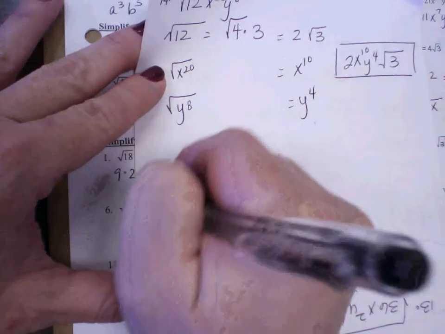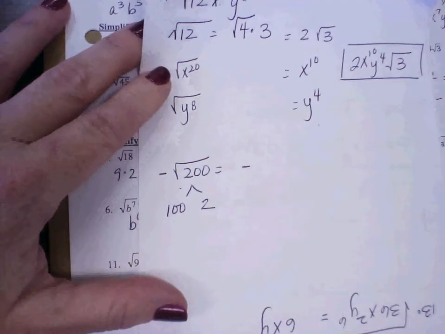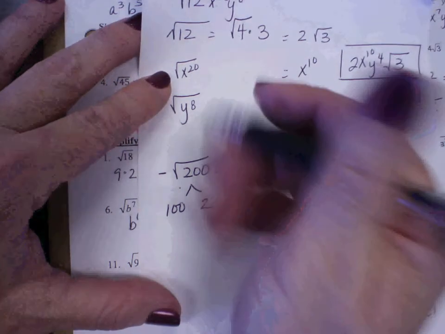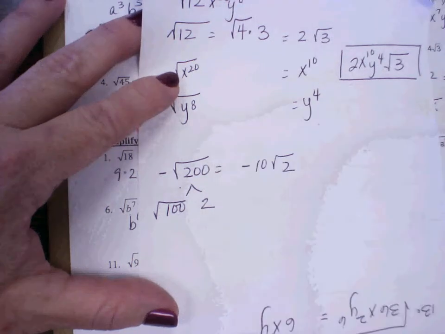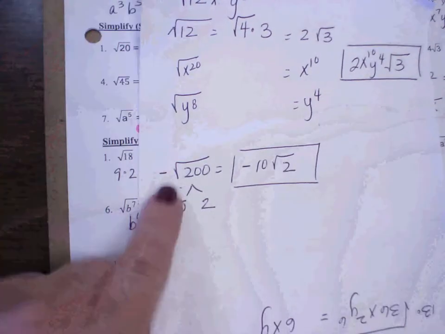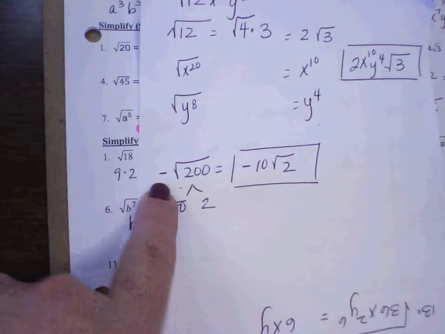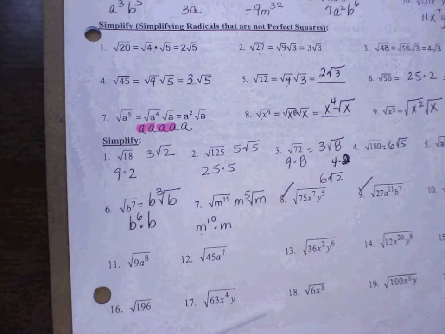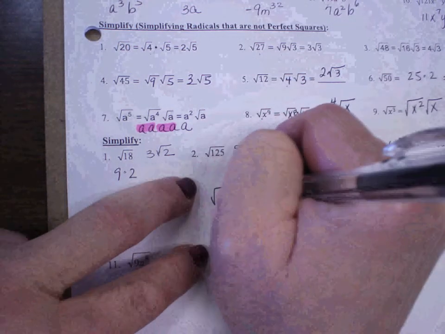All right, what about negative 200? First of all, it needs to be negative, right? 100 times 2? Yes? And what's the perfect square root of 100? 10. Yay? Yes, because it's the opposite, right? You have a negative outside of it. Do you see it?